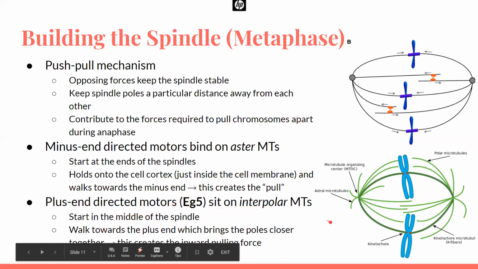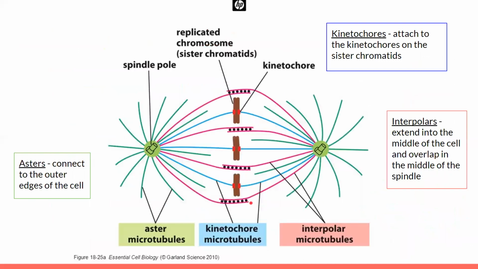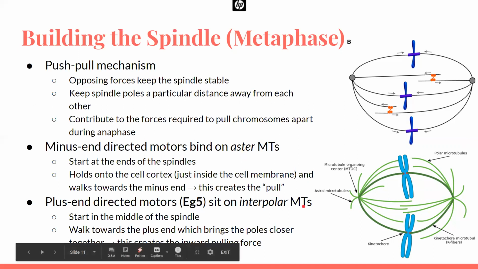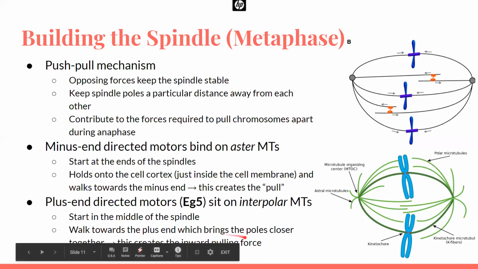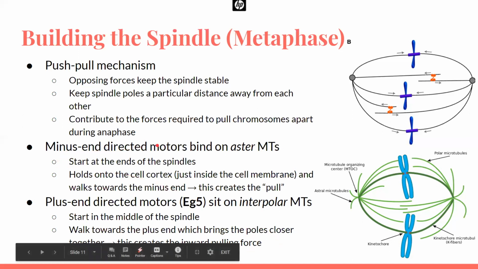So plus-end directed motors sit on interpolar microtubules. So right in this diagram, this is where you would find your EG5s, in these centers here. And they sit on that overlapping portion of the interpolar microtubules, and they start in the middle and then walk towards the plus end, which brings the poles closer together. I wrote inward pulling force because that's technically what it is, but ultimately this is the push that you get from the push-pull mechanism.